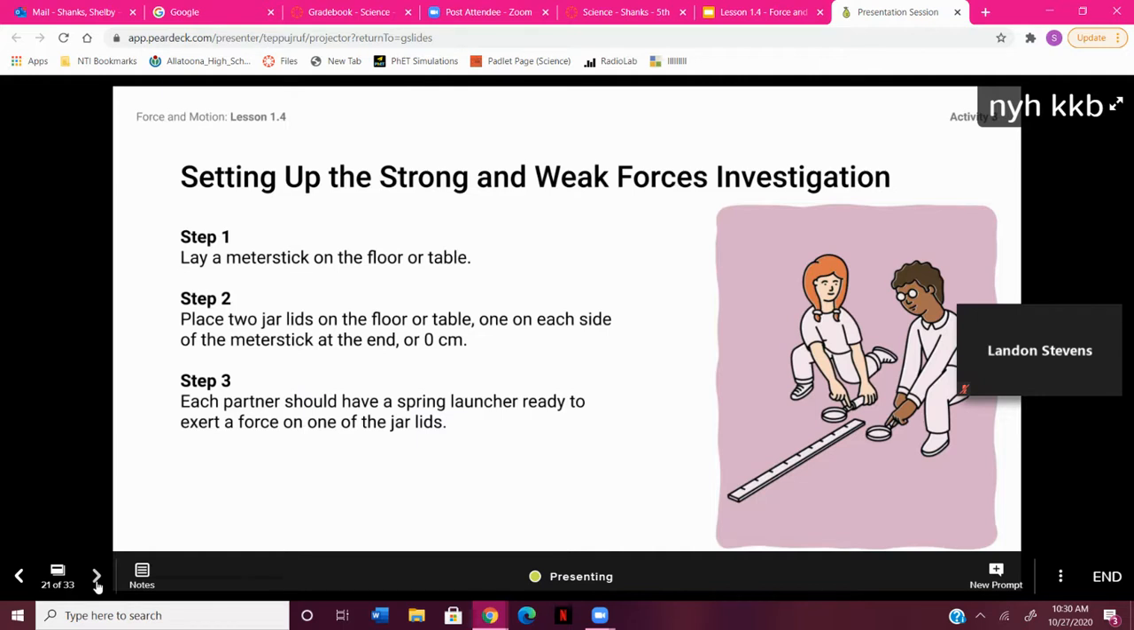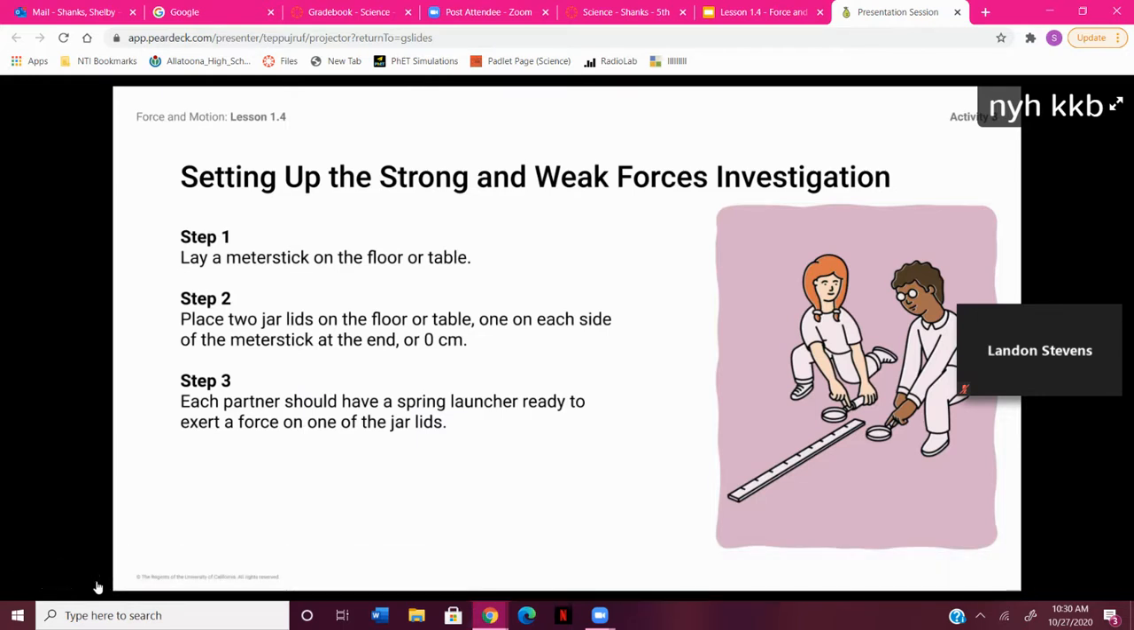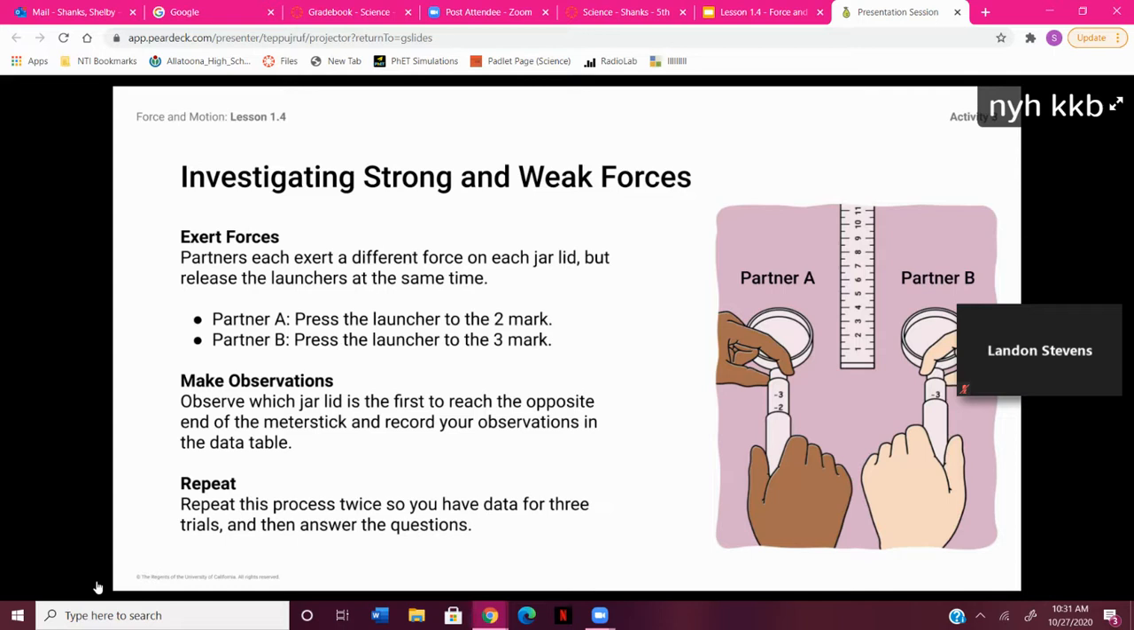If we were doing this in class, this is how we would set it up. I want you to get an idea about how this would be set up so that we can think about it and answer some of the questions later on. For step 1, we would lay a meter stick on the floor or on the table. We would then have two jar lids, one on each side, one for each partner. Each partner would have a spring launcher ready to exert a force on one of the jar lids.